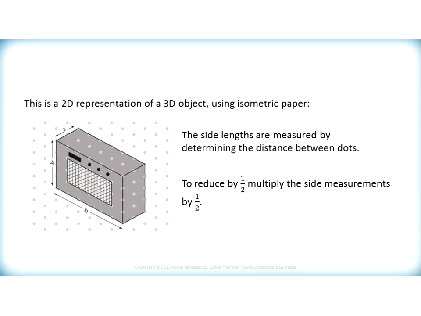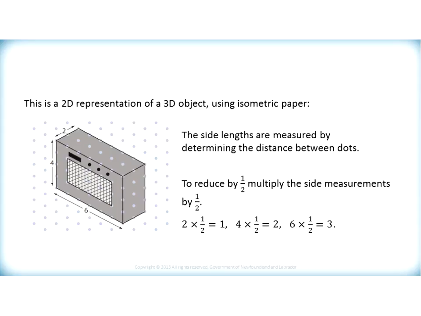So to reduce all of our dimensions, we have to multiply by 1/2 because the scale factor in this example is 1/2. So I multiply all of my dimensions by 1/2. 2 times 1/2 will give me 1. So the depth of my image is going to be 1 unit. 4 times 1/2 is equal to 2. So that means the height of my new image is going to be 2 units. And 6 times 1/2 is equal to 3. So the length of my new image is going to be 3 rather than 6.